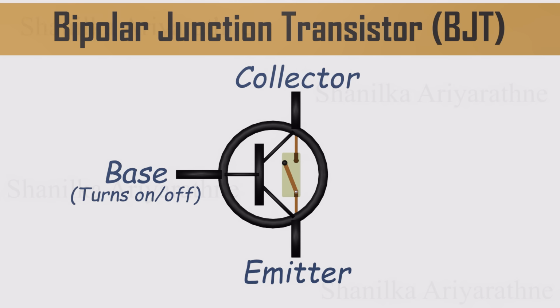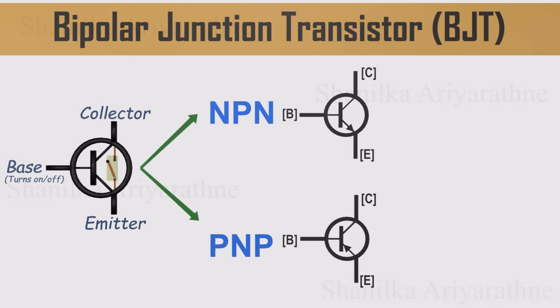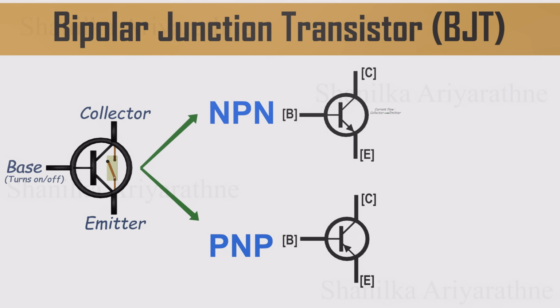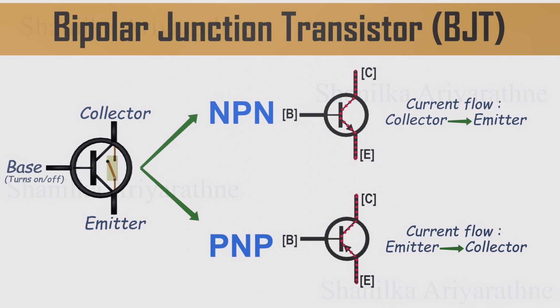Now, BJTs come in two types based on how they're built internally, NPN and PNP. In an NPN transistor, a thin layer of P-type material is sandwiched between two N-type layers. In a PNP, it's the other way around. An N-type layer is between two P-types. But honestly, you don't need to memorize the internal structure to use them. What really matters is the direction of current flow. In an NPN transistor, current flows from collector to emitter. In a PNP transistor, it flows from emitter to collector.